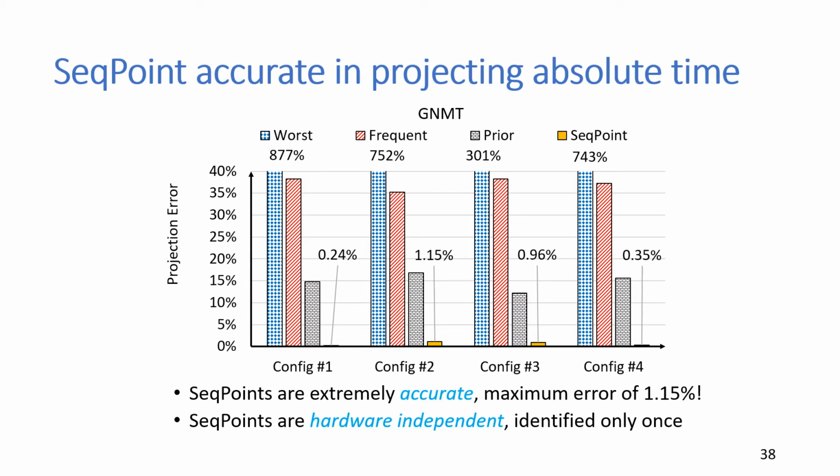Here we show SeqPoint's accuracy in projecting absolute training time on multiple configurations. Specifically, here we plot the error in projecting runtimes using all the techniques for GNMT. And as can be seen, SeqPoint is extremely accurate compared to other techniques with a maximum error of only 1.15%. Moreover, this also implies that SeqPoints identified using a single configuration can be used to project runtimes for other hardware configurations as well.